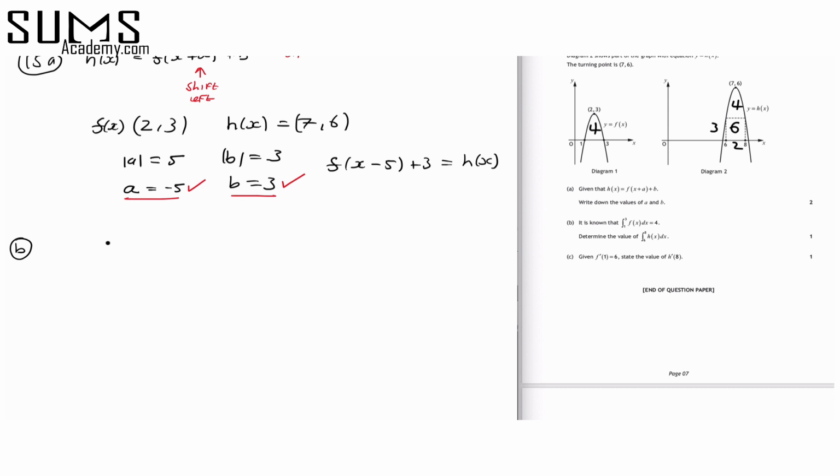So you're told that the integral between 3 and 1 of f of x dx is equal to 4. And we're also told that the integral between 8 and 6 of h of x dx, and we want to know this. Well, that's just going to be equal to 4 plus 6. So that's just equal to 10. That's your final answer there.